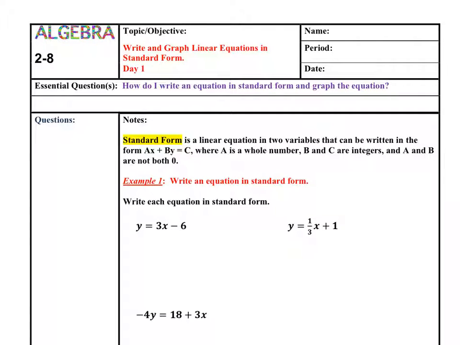So you're going to have your x and y on the same side. The numbers in front of x and y need to be whole numbers. The one that's in front of x has to be positive. And then the entire equation has to be equal to a positive or negative whole number. And a and b can't be 0.